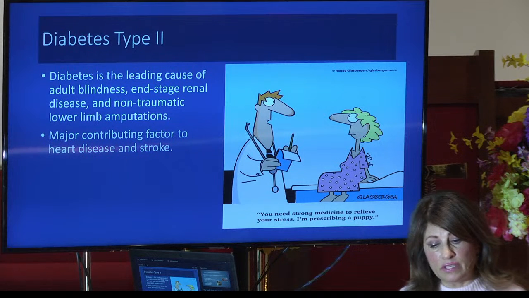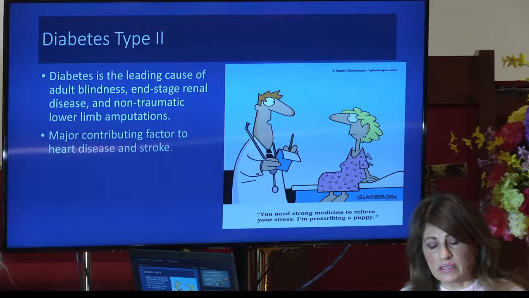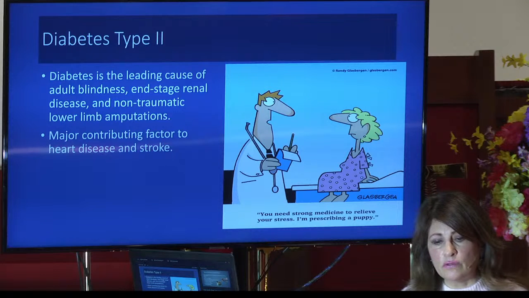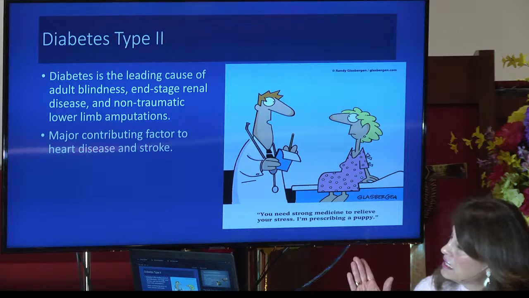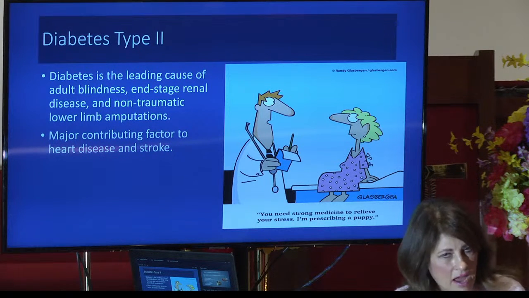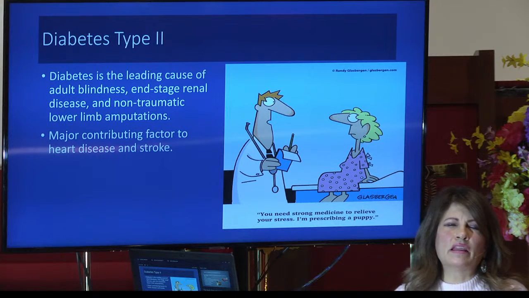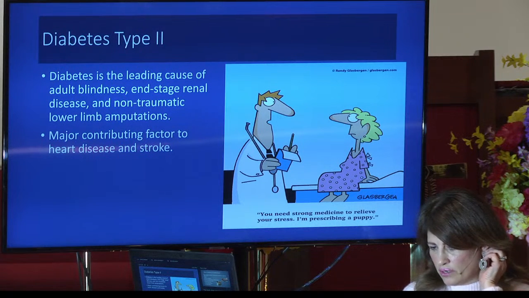The body does not produce enough insulin, and the cells do not react properly to that insulin. Versus if you look back at type 1, when we were talking about type 1, it does not produce insulin from the pancreatic beta cells. This one still has insulin, maybe not enough is produced, and maybe the body's not utilizing it enough. So I love this cartoon.